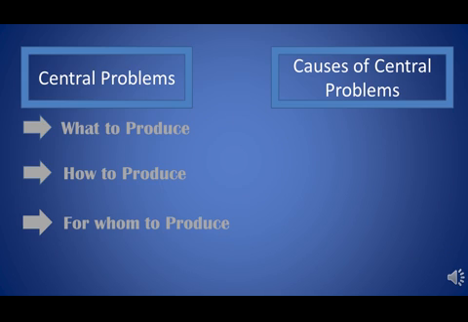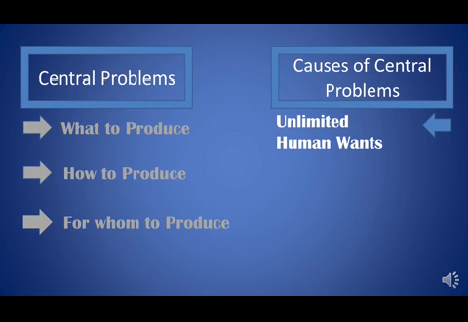Next we will see what are the causes which lead to the central problems of an economy. First reason behind central problems of an economy is unlimited human wants. Human wants are unlimited. Whenever they satisfy one want, another want will come up. Also, with the change in time and change in technology, human wants keep on changing. So humans generally want so many things out of life, so their wants are unlimited.